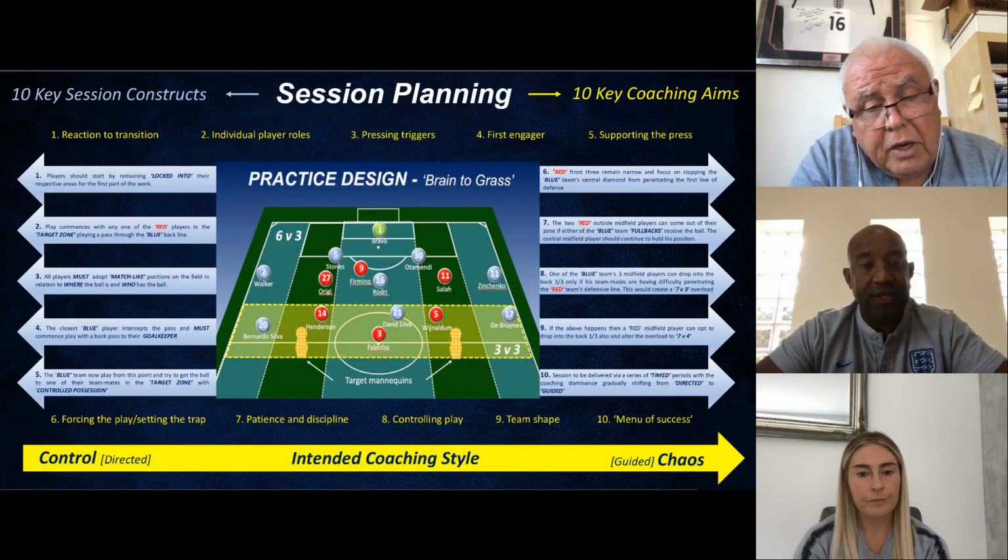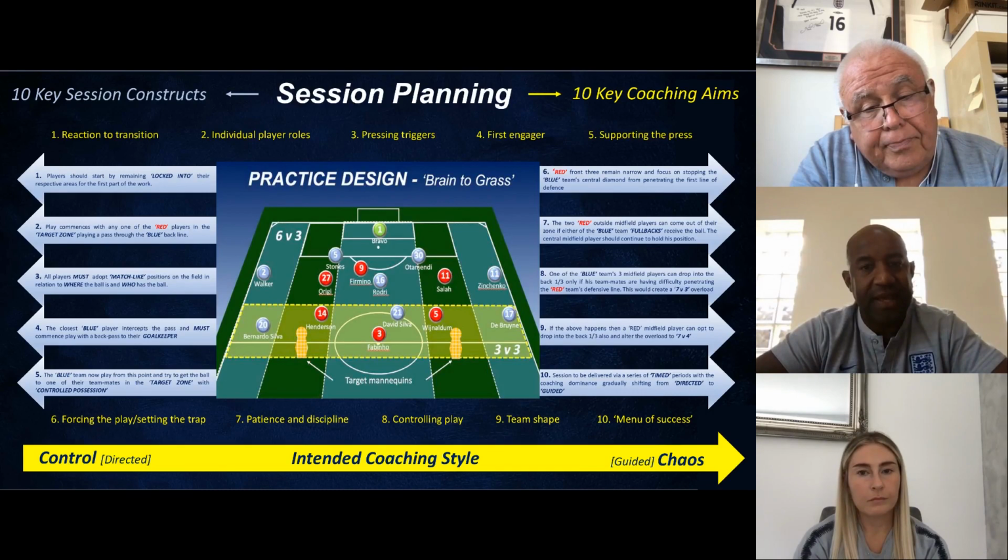Warren, you were going to... Yeah, sorry, Ted, just to add, looking at the practice, the first thing that jumps out to me is obviously the numbers. There's a 9 versus 6, with the goalkeeper involved as well. I know you've got it zoned off into two zones, but my biggest concern is certainly fatigue for the players during this practice, especially Henderson and Wijnaldum, who are going to be expected to do the most running.